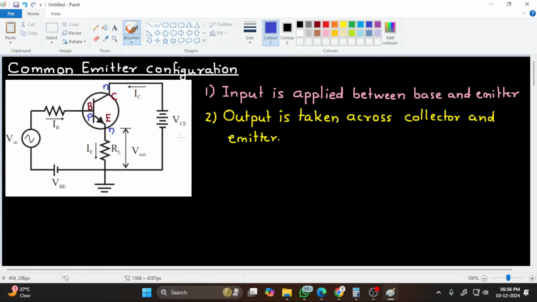In this type of configuration, current flowing out of transistor must be equal to current flowing into the transistor. So we get the equation of current IE, that is the emitter current, to be equal to the addition of IC and IB. So IE is equal to IC plus IB. That is, emitter current is addition of base current and collector current.